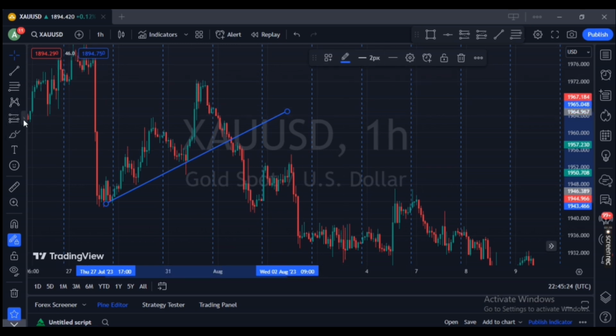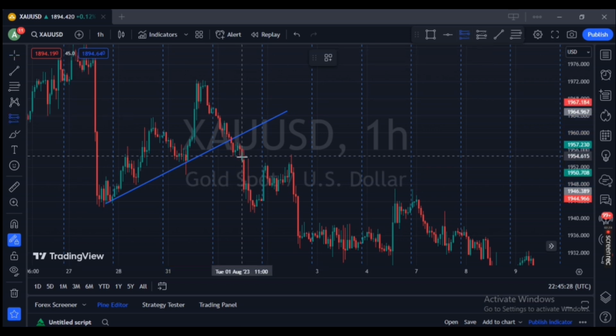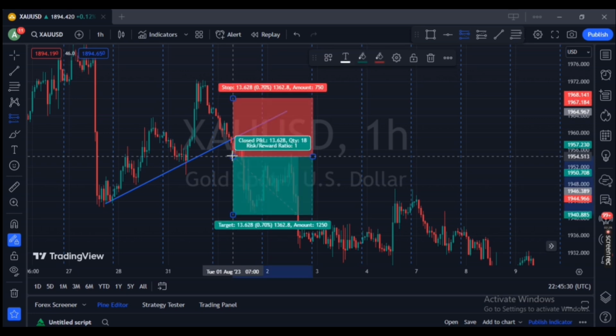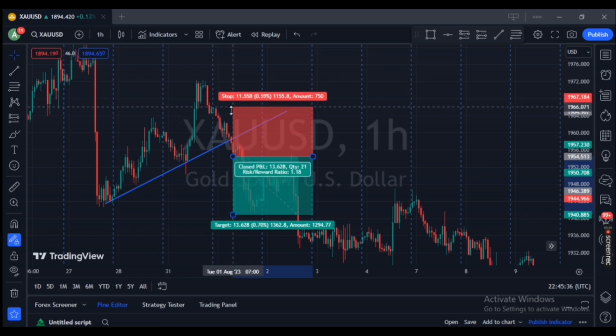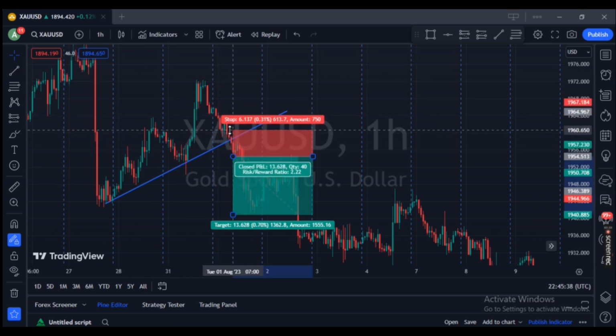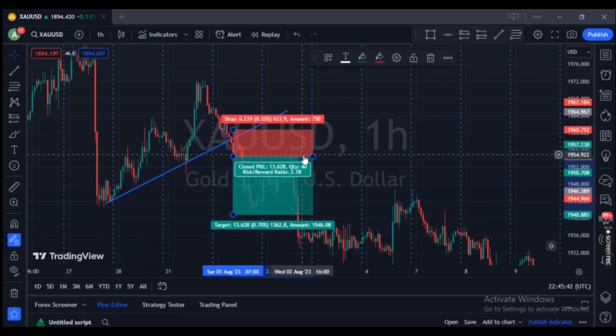Okay, so you enter a short position. If it breaks out here, you will enter a short position, and you place your stop loss above the line here. And maybe for take profit, you can use 1:2 this way.